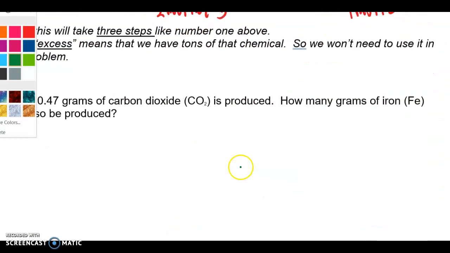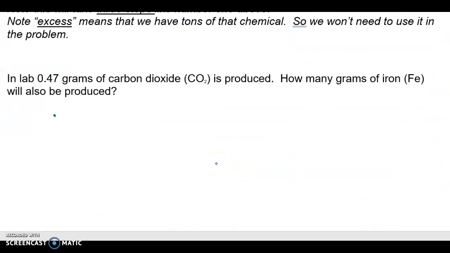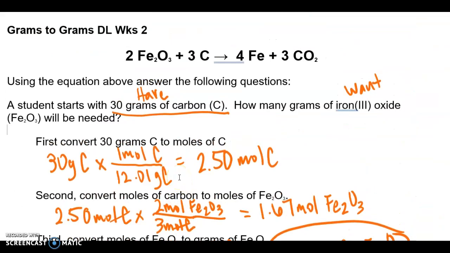Okay, so this last one right here, we are in lab and we have 0.47 grams of carbon dioxide. So this is what we have. How many grams of iron will also be produced? So this is what we want. So we have 0.47 grams of this. We want to know how much of this, how much iron is going to be produced.